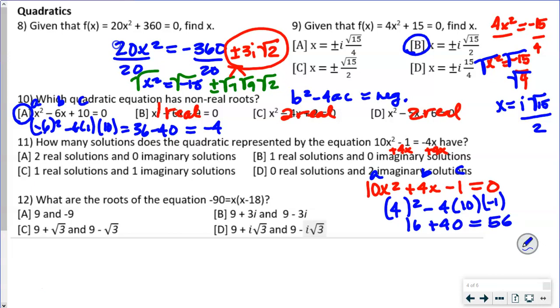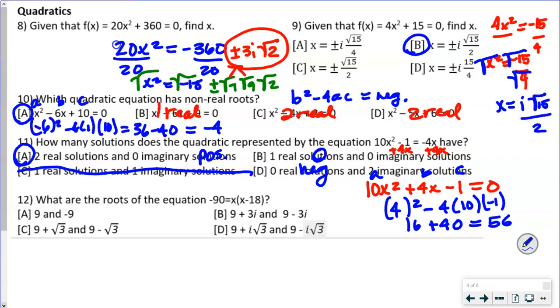And if that's a positive number, what do we get? 2 real, 0 imaginary. Remember, if it's 1 real, then it's what? A 0. This is never an answer, right, y'all? And then 0 real is negative. Y'all remember this? So when we do this one, it's positive, right? 0 and negative. Okay, so number 12 says, what are the roots of the equation?